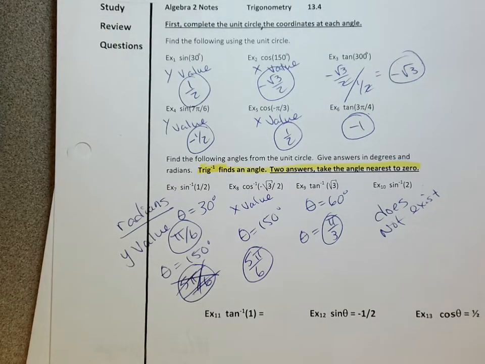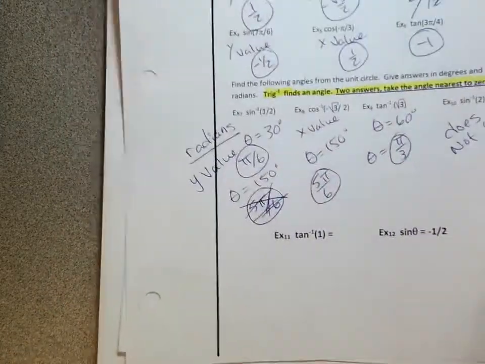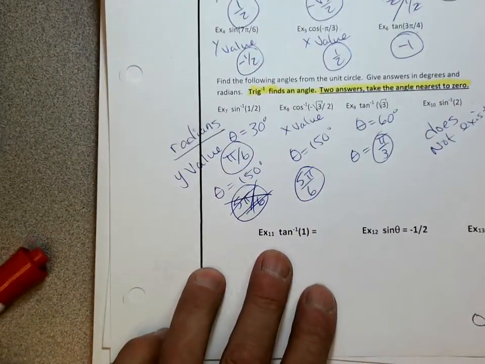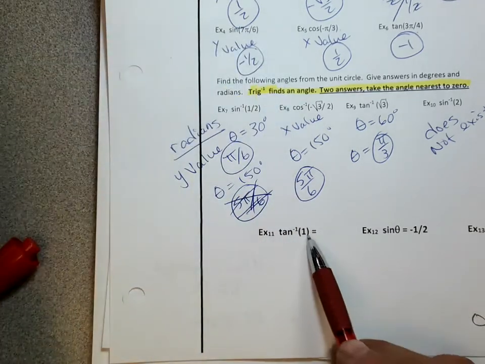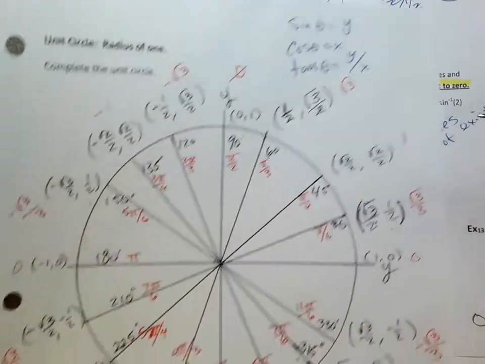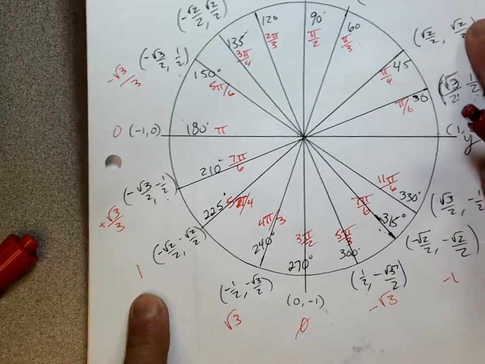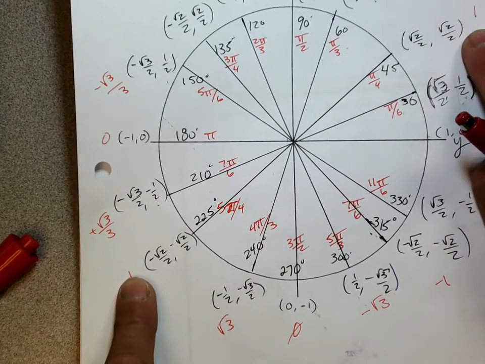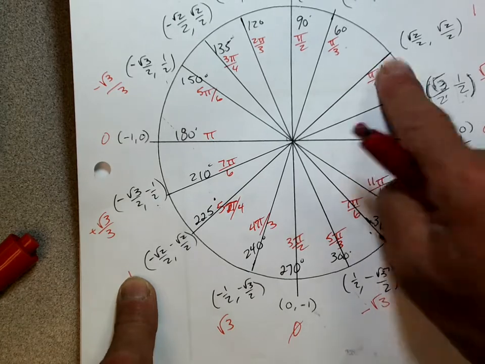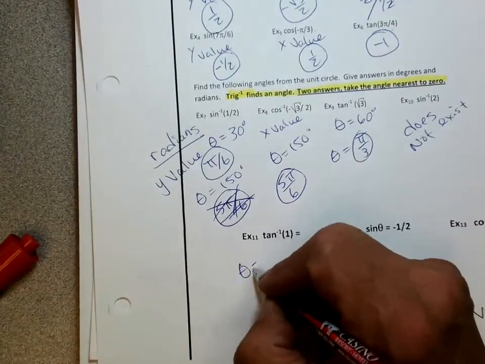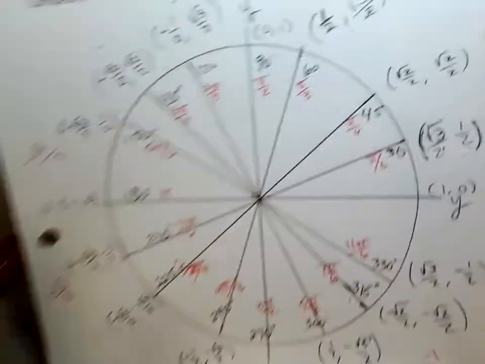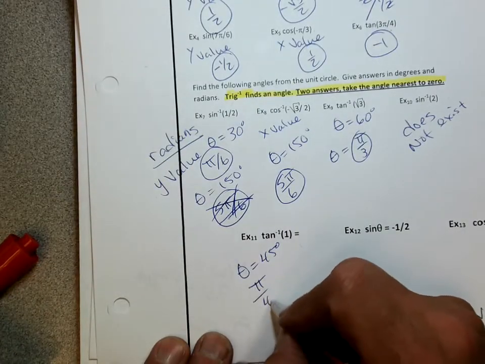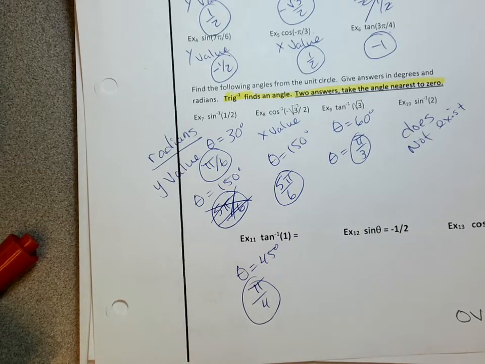Okay? All right, let's practice a couple more. Example 11. Tangent inverse of 1. Let's find the tan value of 1. So my tangent values, here's 1, and here's the other. One answer is at 45 degrees, the other's at 225. Which one's closer? The one at 45 degrees. So theta is equal to 45, but we don't want degrees, we want radians. 45 degrees is the same thing as pi/4 in terms of radians, so we want pi/4.